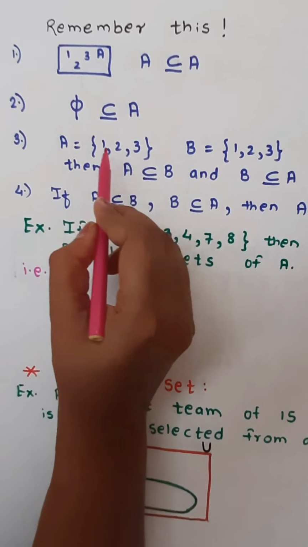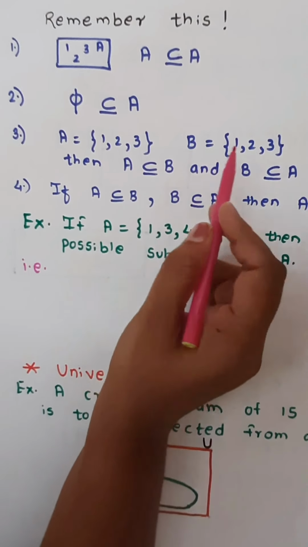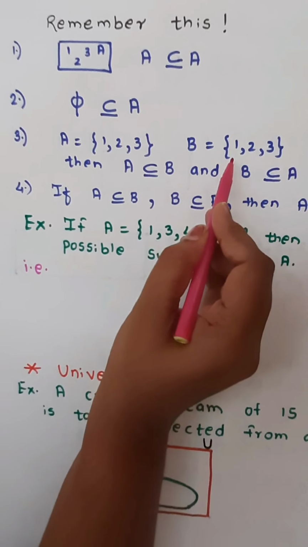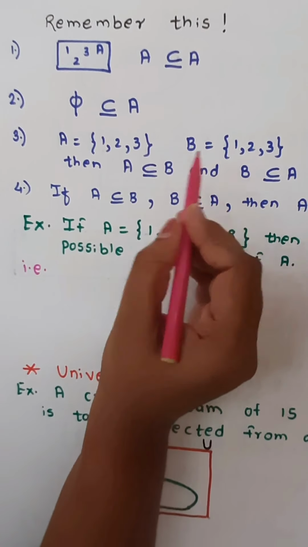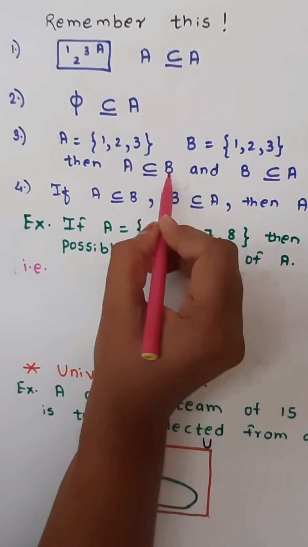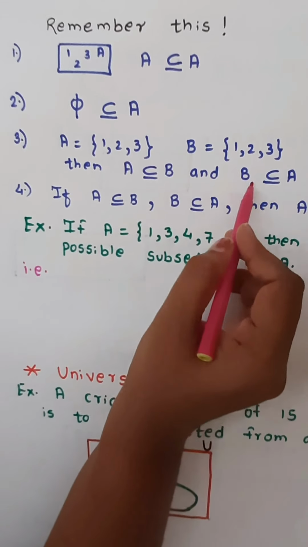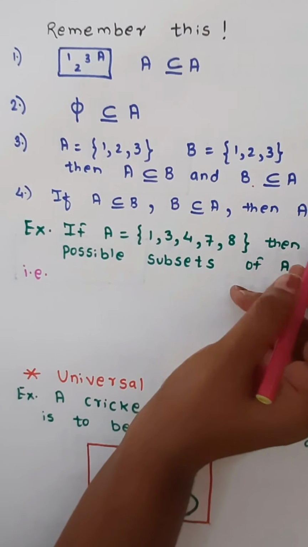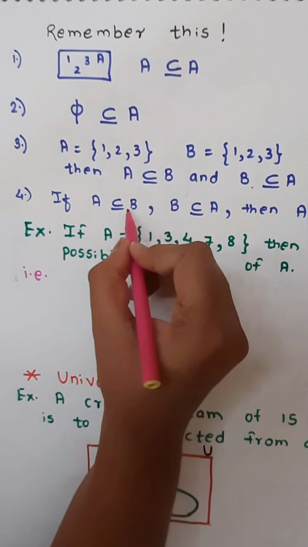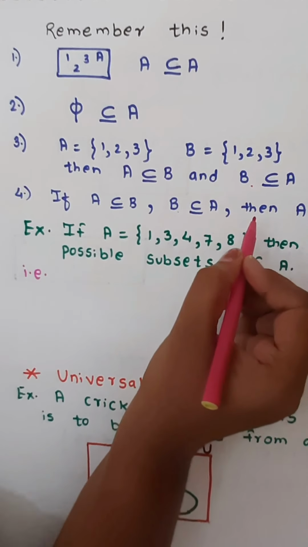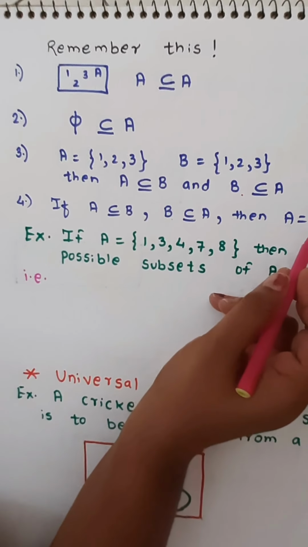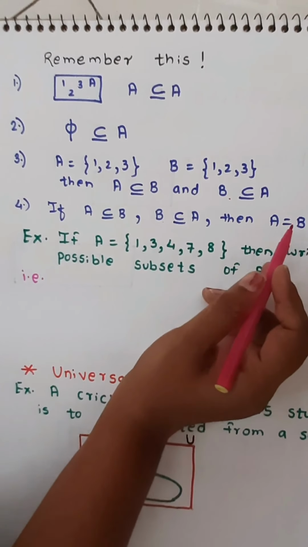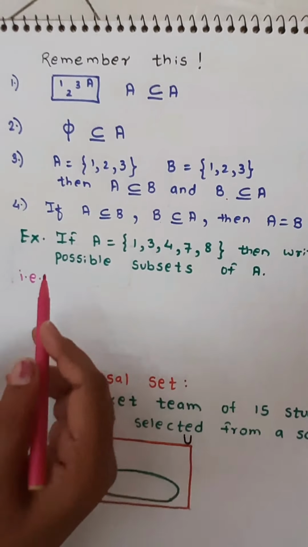Next I have A is equal to 1, 2, 3. B is equal to 1, 2, 3. Now you can clearly see, A is equal to B. They are equal sets. That means A is a subset of B and B is a subset of A. Now this is possible only when A is equal to B. A is equal to B means both the sets are equal, A and B. Okay, now let's see an example.